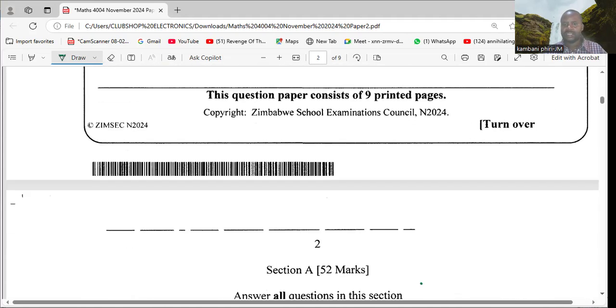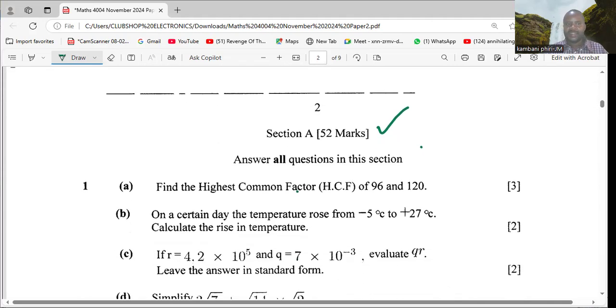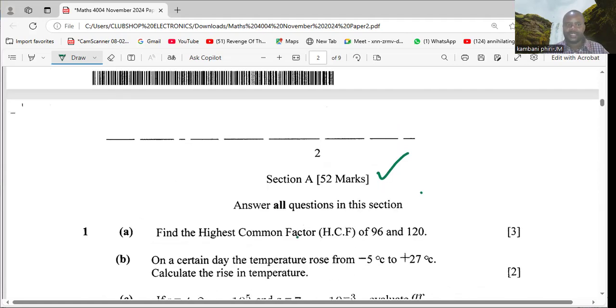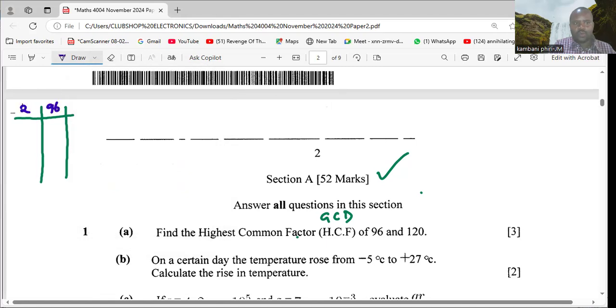So let's see what we have. That's section A of paper 2. Find the highest common factor or the greatest common divisor of 96 and 120. You can do a table. Here you put 96 and 2.